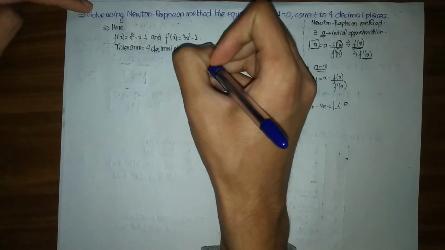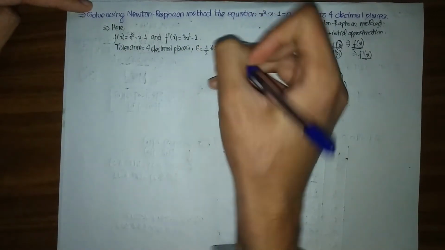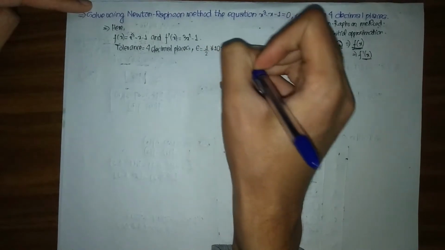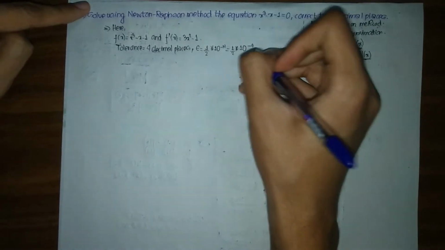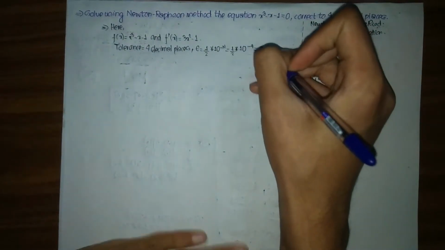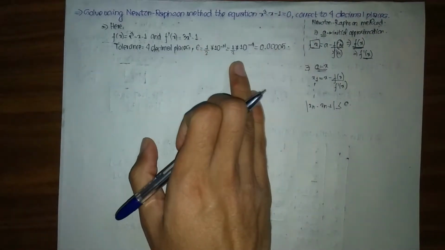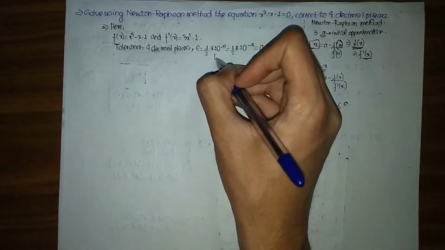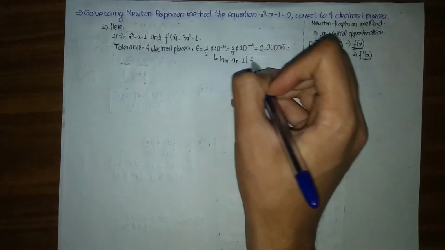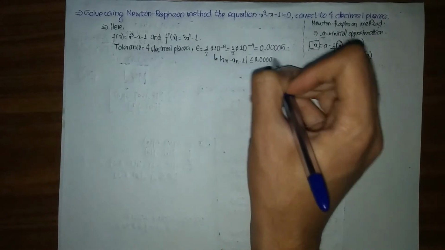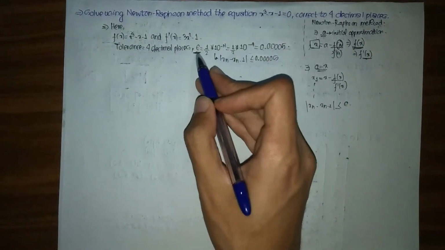Next we have our error e. Error e equals 1 by 2 into 10 to the power minus n, where n is equal to 4, which is equal to 0.0005. So we get our error e. This simply means we need to find x_n minus x_(n-1) less than or equal to 0.0005. So this is the meaning of our error e.